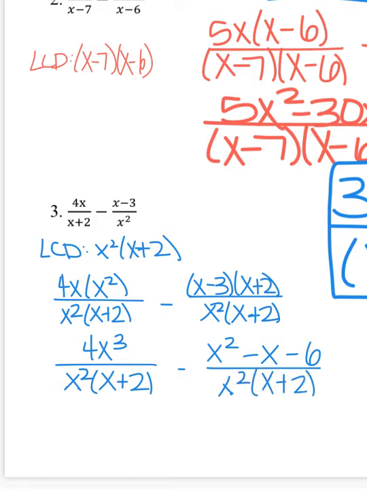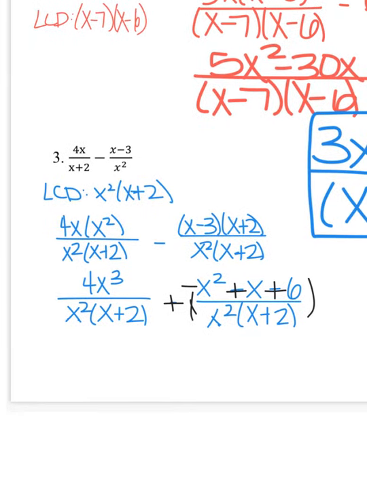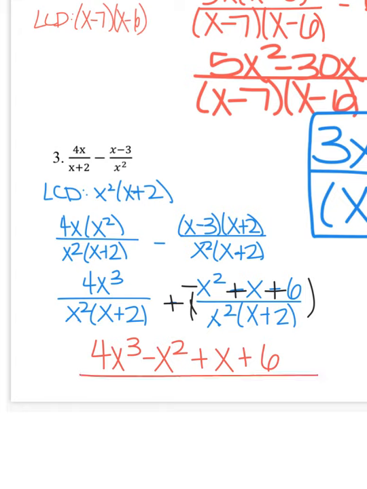Again, we are subtracting, so we are going to distribute the negative. The minus in the middle becomes plus, and you distribute the negative to everything that follows in that second fraction. Biggest mistake is people don't distribute the negative to every term that follows. It's kind of like if the second fraction were in parentheses. Okay? So lastly, we combine like terms. There actually are no like terms to combine. So your final answer for number 3 is 4x to the third minus x squared plus x plus 6 divided by x squared times x plus 2.